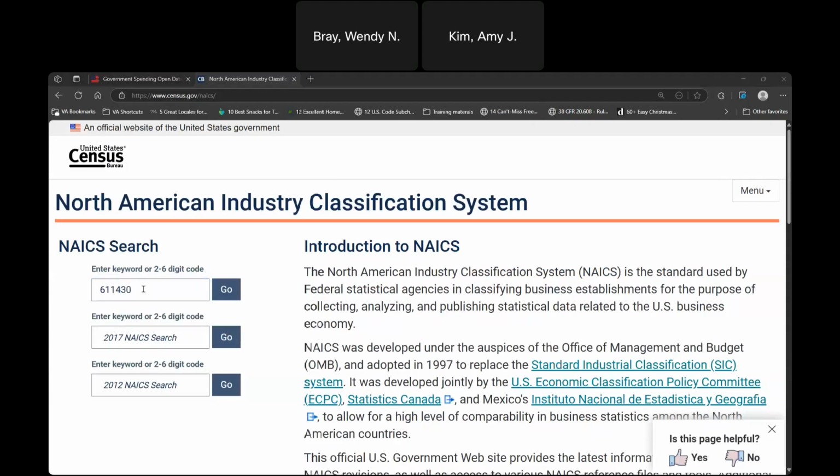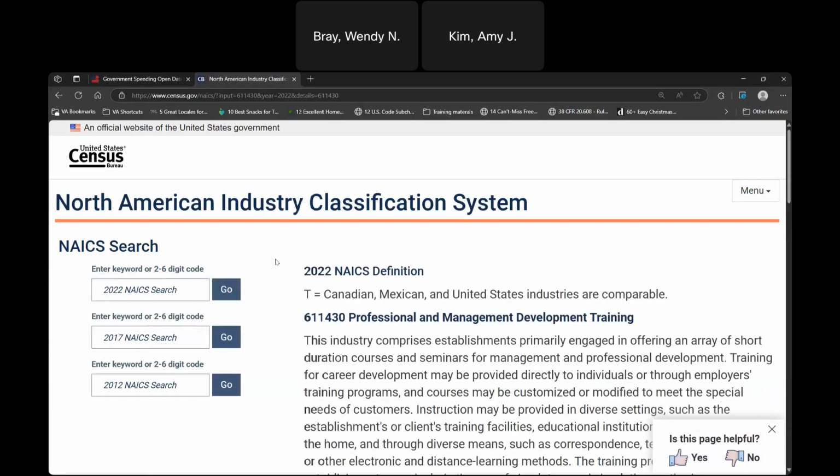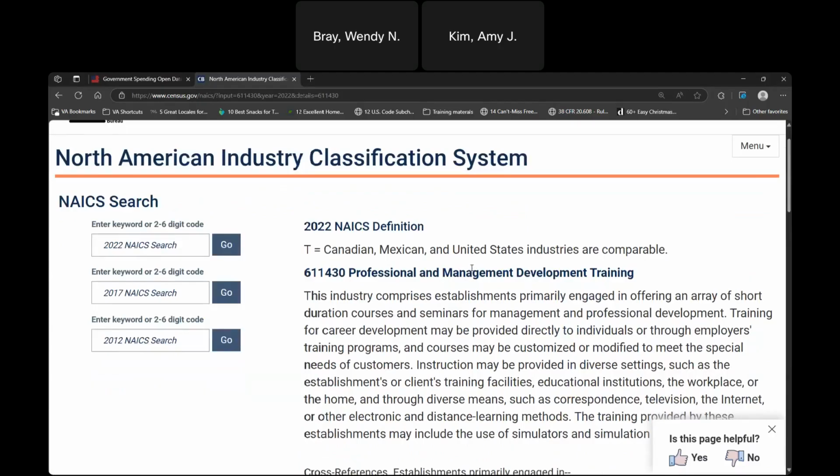This is what I was saying before, where you can actually use a keyword if you don't have a NAICS code. This is for professional and management development training.